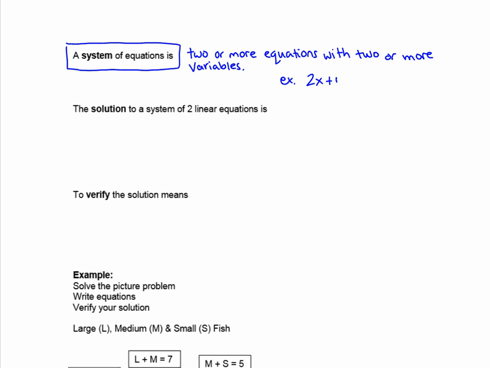For example, 2x plus y equals 7. 3x minus 2y equals 8. This whole thing together is called a system of equations. There's more than one part working together, right? Like when you have the systems of the body, there's multiple parts to it. So a system of equations, there's multiple equations.